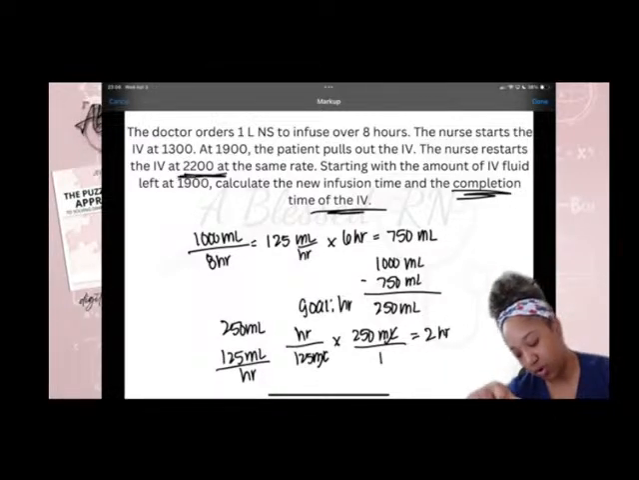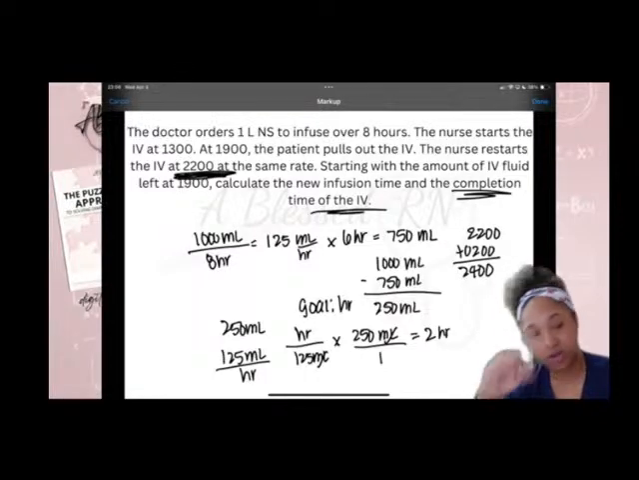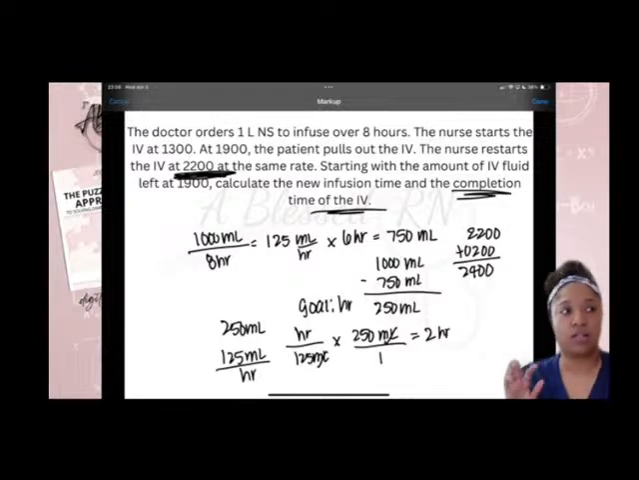So if you started at 2200 and you added 2 more hours, your IV will now be done at midnight. Midnight. 12 o'clock. It's 12 o'clock on the dot.